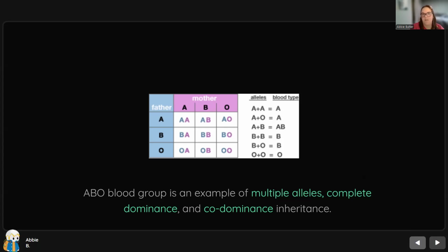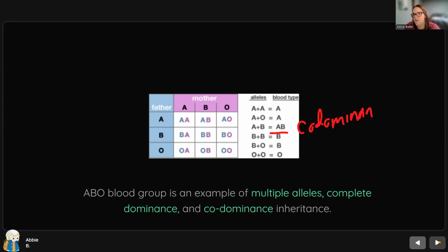If both parents pass you an A, it would make you type A blood. On the left side of this diagram, you can see this combination. If one parent passed you an A and the other one passed you an O, then you're still type A blood. These ones are type A here. And then if one parent passed you an A, but the other parent passed you a B, you are type AB blood. This is a co-dominant situation.